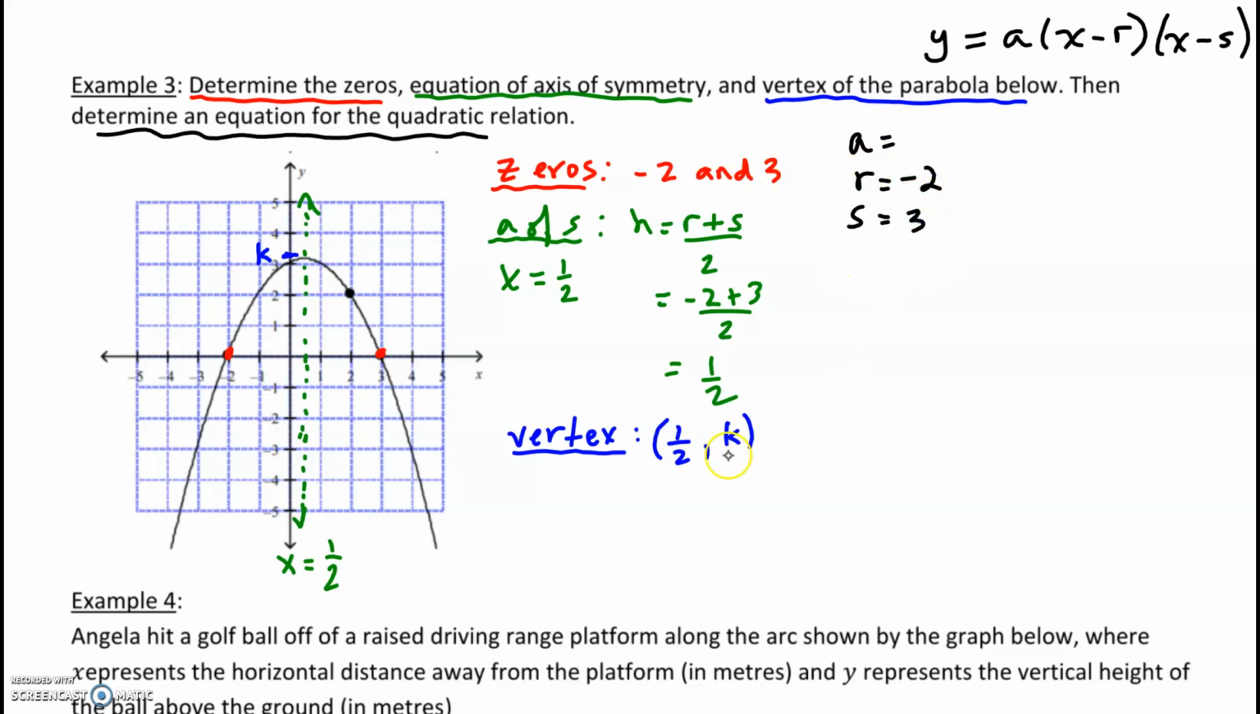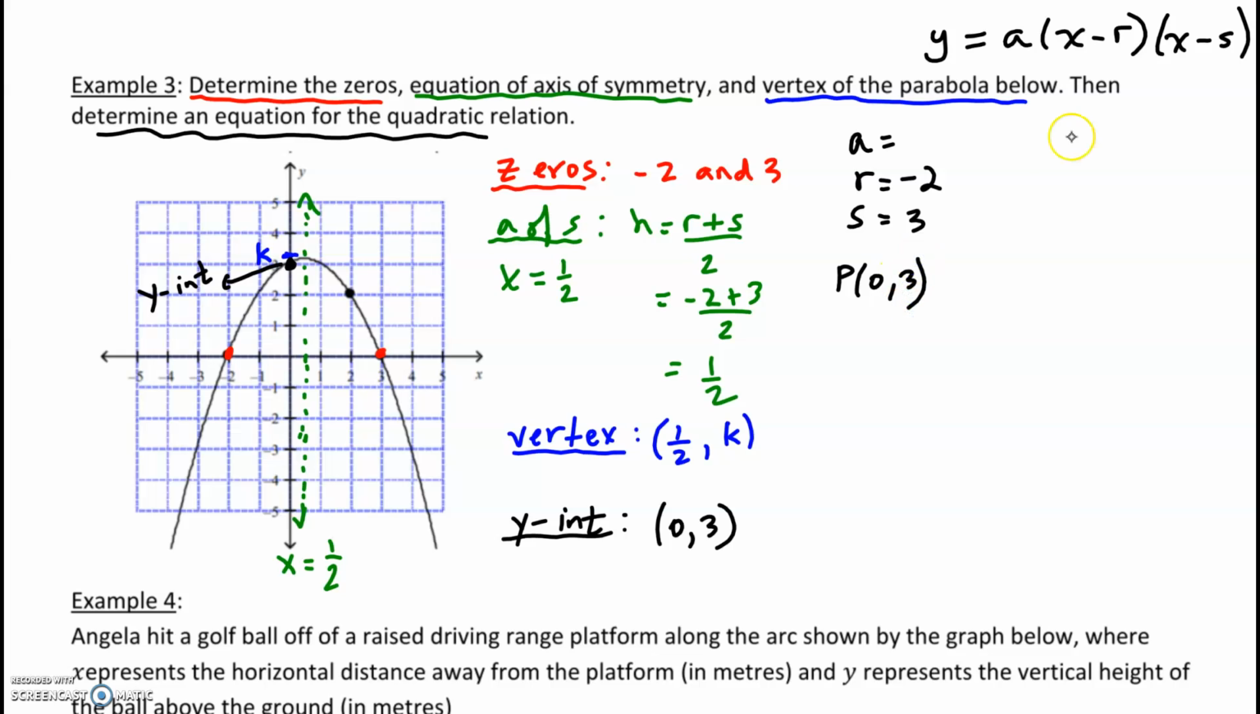Now I need a point. I can't use the vertex because I don't have my k value, and I don't have an equation to sub a half in. So I need another point, and another good point would be the y-intercept right here, and I can clearly see that point. So the y-intercept is 0, 3. That's the one I'm going to use to help me get my equation. So my point is 0, 3.